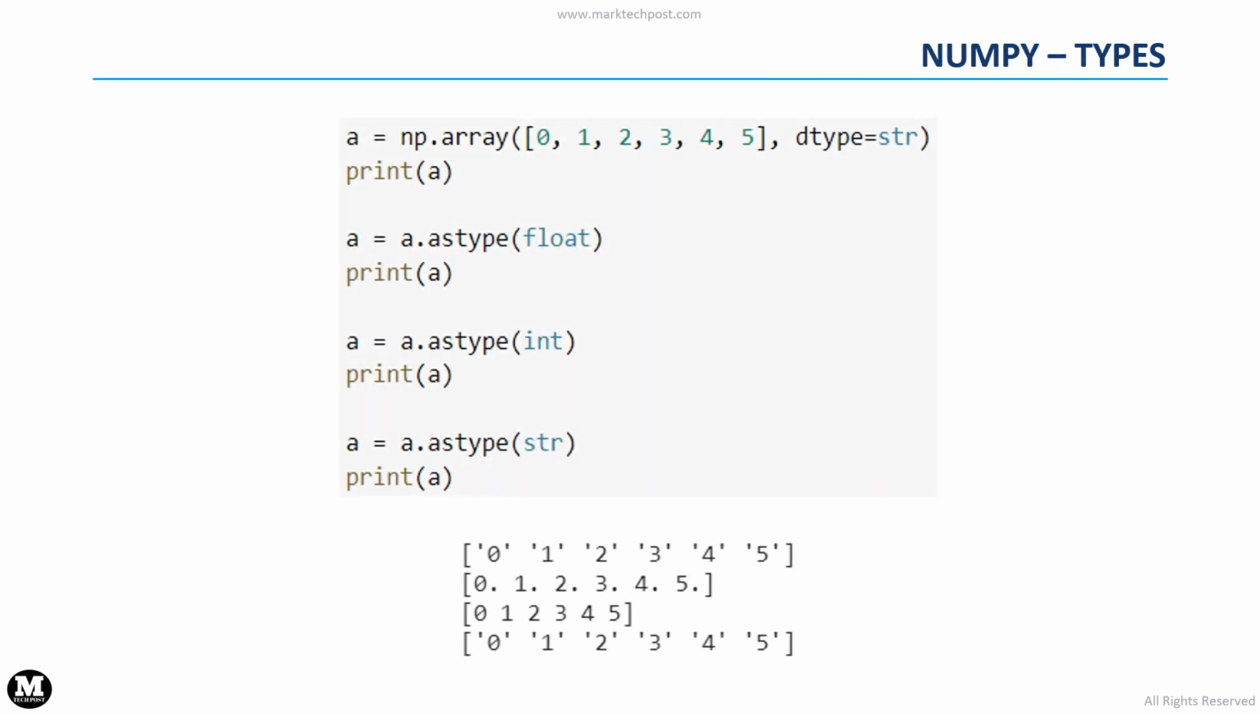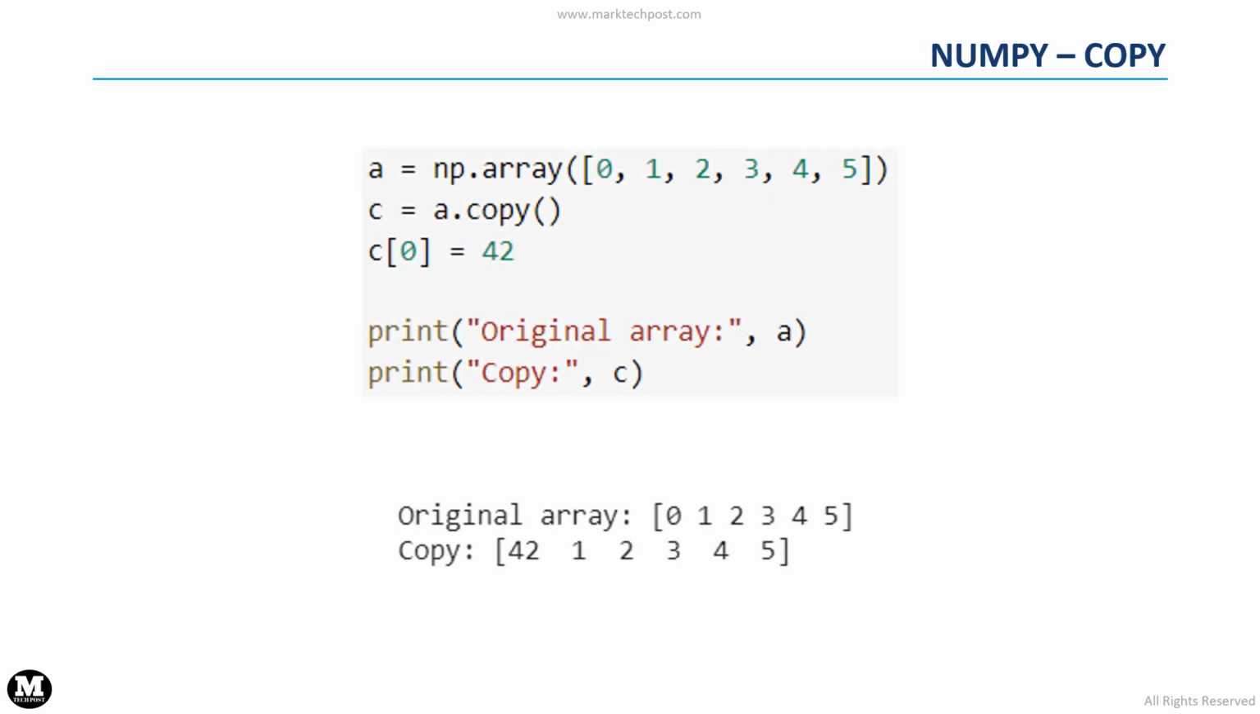We can specify the data type of the elements of an ND array when we build it. As you can see, we can also cast its elements after its declaration. To copy a Numpy array, we can use the copy method. As you can see, if we change the first element of the copy, the original array is not affected by this.